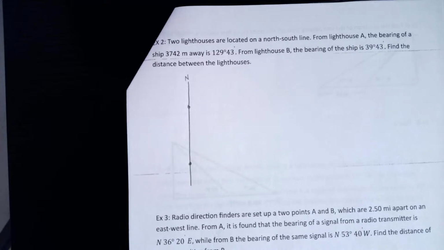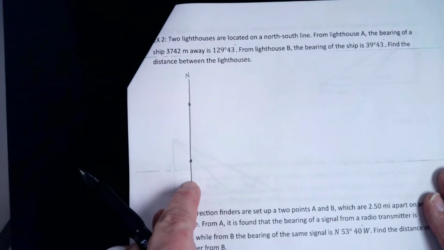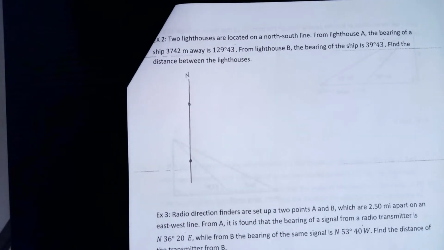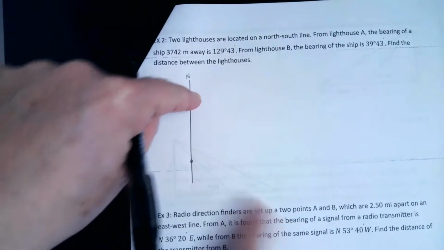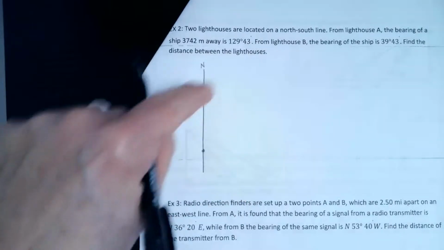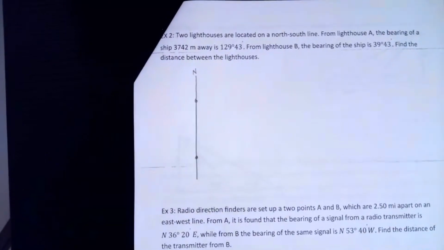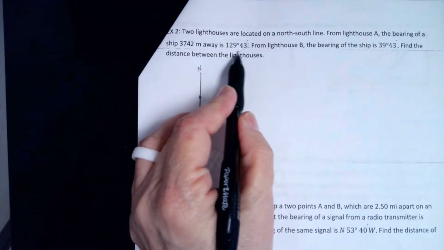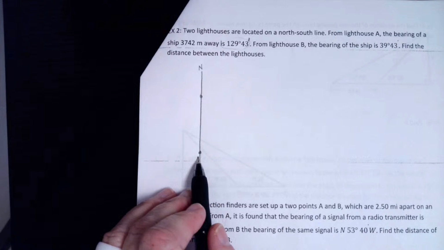There's a ship. I'm going to draw my ship wherever it tells me to draw it. So from lighthouse A, which might be up here or might be down here, there is a ship that is 3,742 meters away with a bearing of 129 degrees. Now think about it. From the other lighthouse, the bearing of the same ship. I can't say I'm going up from this one and down from this one. I would not run into the same ship, would I? I have to be going up from one and down from the other and do some triangulation to hit that ship. So using our two bearings, the first bearing says 129 degrees 43 minutes. Do you think that's from the bottom point or the top point?